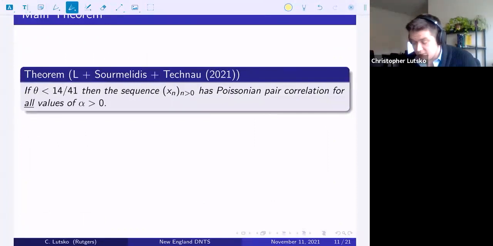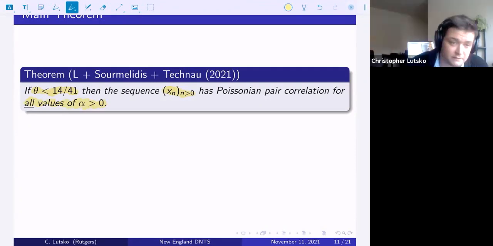Okay, so let me explain our main theorem, which you can find on the arXiv. As long as theta is less than something slightly larger than a third, our sequence x_n has Poissonian pair correlation for all values of alpha. So we're able to go beyond these metric results and actually say for any value of alpha, you get Poissonian pair correlation.